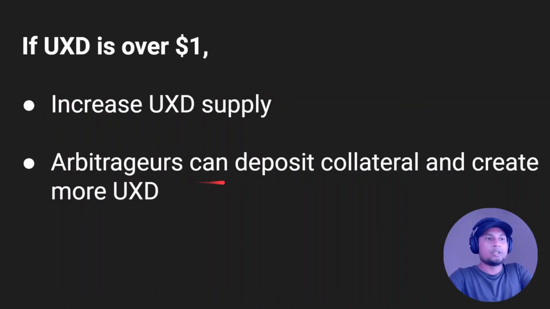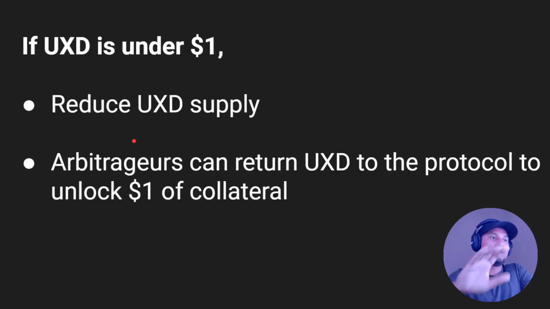what arbitrageurs can do is they can deposit collateral in order to create more UXD. And once you create more UXD, you create more supply of UXD stablecoin. And that is why, once you have more supply, the demand remains the same. Once you do that, it dilutes the value of 1 unit of UXD, and it brings the value, or the peg, back to $1. Okay, so that is how it works, and it works opposite.